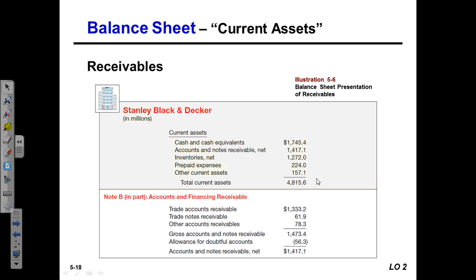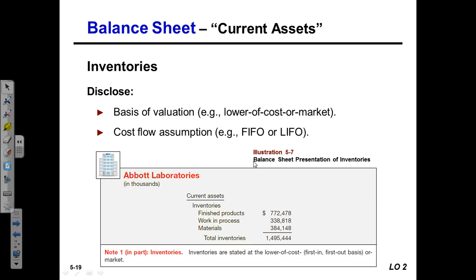And here's an example. Great. Current assets. And then in note B, they talk about their accounts and financing receivable. That's great. Do you notice these all look a little different? Some of them look a lot different. It's very, very flexible how you approach this stuff. Okay? So fine. This number here for accounts and notes receivable net is that 1417, isn't it? They have their own allowance down there. So that's how they do it. Okay? It's fine. They put their trade accounts receivable, trade notes receivable, other receivables, okay? Then have an allowance against it.